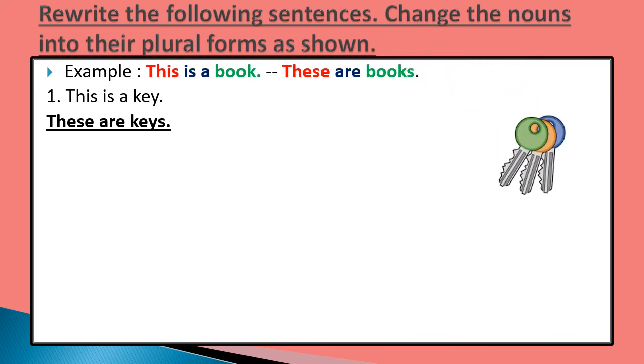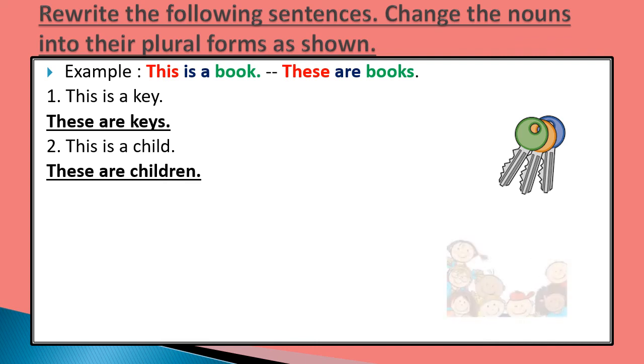Now see the first sentence of the exercise. This is a key. How we are going to change it? These are keys. In place of this, we will use these. In place of is, we are going to use are. And key will be keys, plural form keys. Children, please write these sentences in the line given below the sentence in your books. Write it neatly and properly.